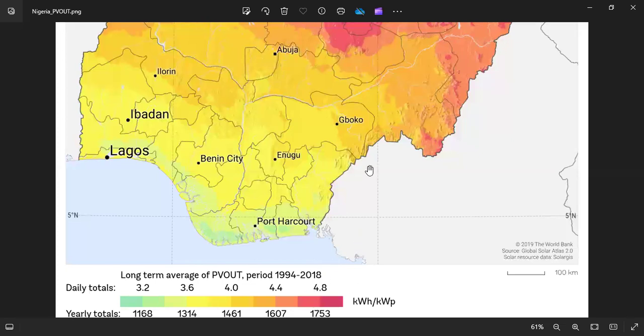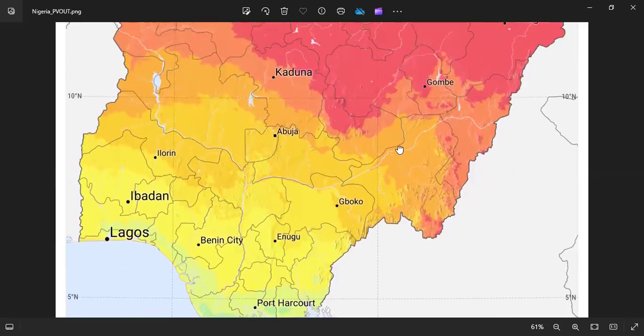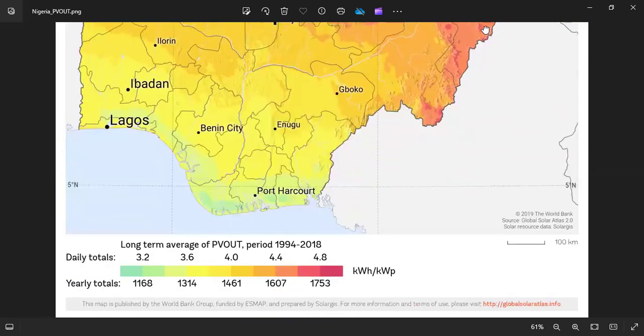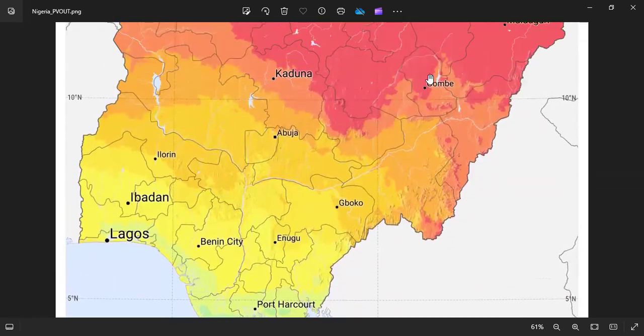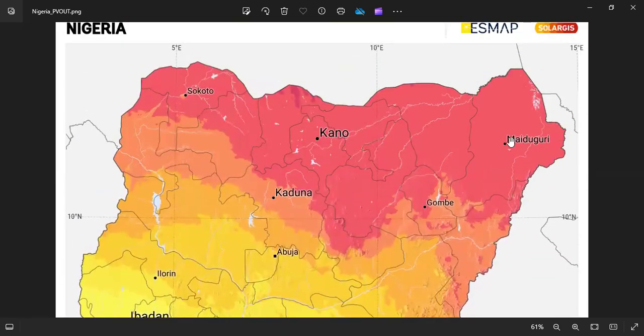This is very much achievable because I do achieve it here where I am, somewhere around north central Nigeria, you understand. I do achieve 4.8 kilowatt hours on a 1 kilowatt system. So I know in Maiduguri it is very much achievable.